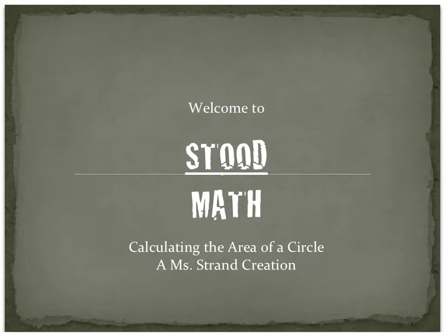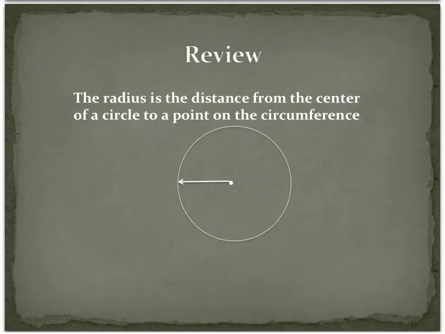Welcome to Math Understood, and today we will be looking at how to calculate the area of a circle. So just some review from when we were learning how to calculate the circumference of a circle. The radius is the distance from the center of the circle to a point on the circumference.